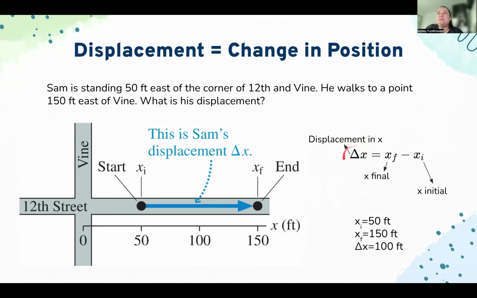So it's this delta, which you can think of as change in. So change in x, or the displacement, is the final position. So his final position is 150 feet, minus the initial position, which is 50 feet. So 150 feet minus 50 feet gives us a displacement of 100 feet.